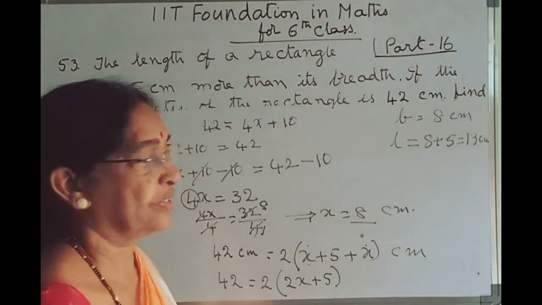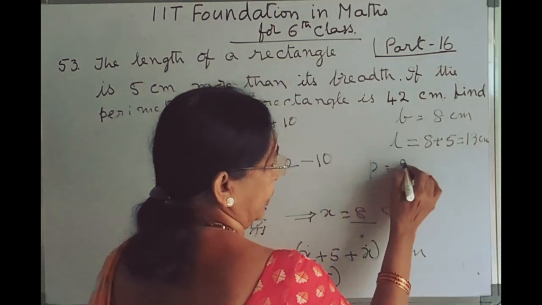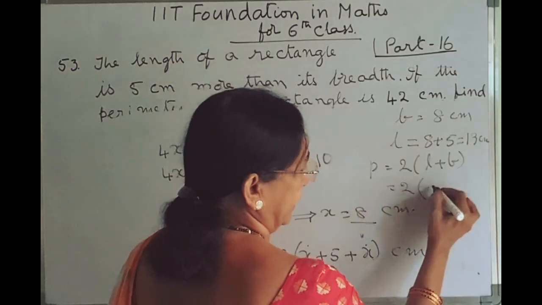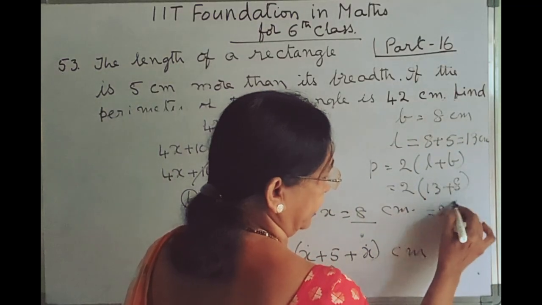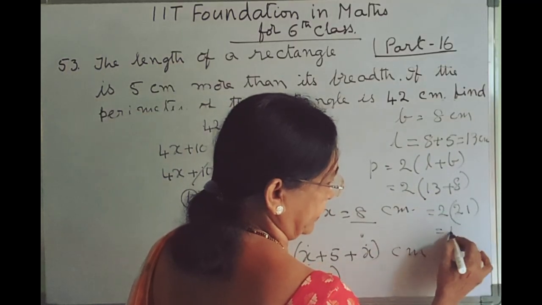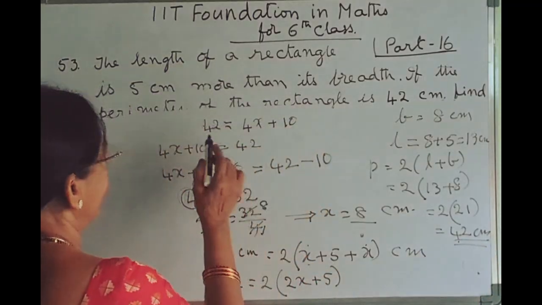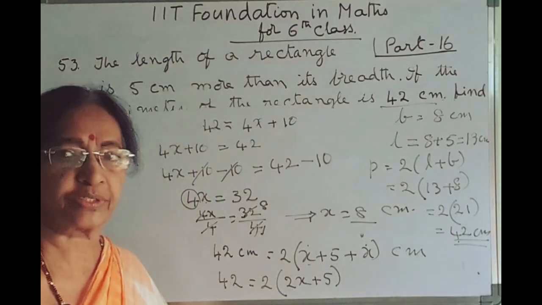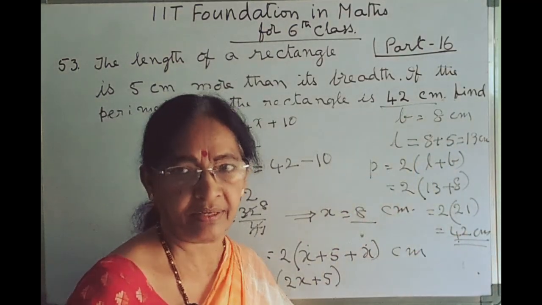So, let us verify. Let us find out the perimeter. Perimeter is equal to 2 into (L plus B), that is equal to 2 into (13 plus 8), that is equal to 2 into 21, which is 42. So perimeter is equal to 42 centimeters. They have also given the perimeter of the rectangle as 42 centimeters. Therefore, our answers for length and breadth are correct.